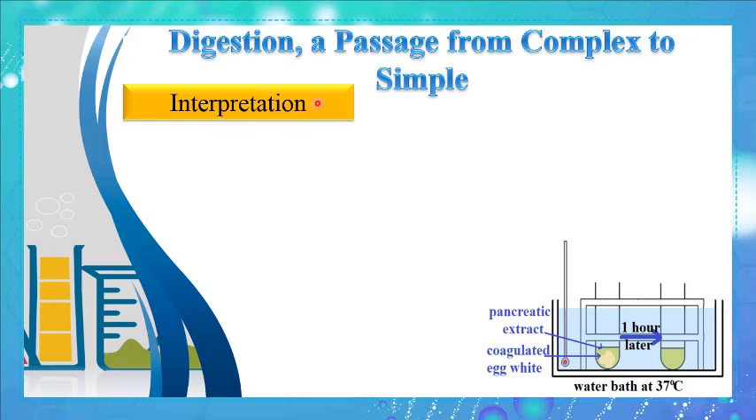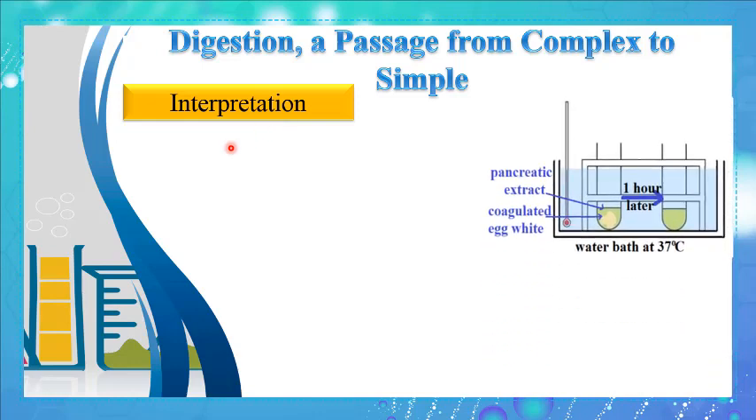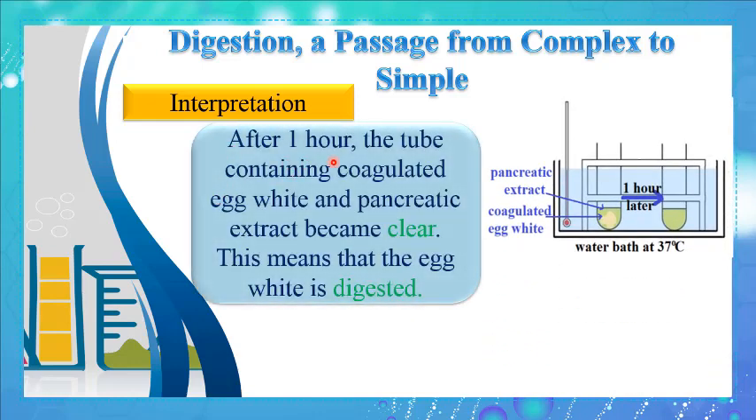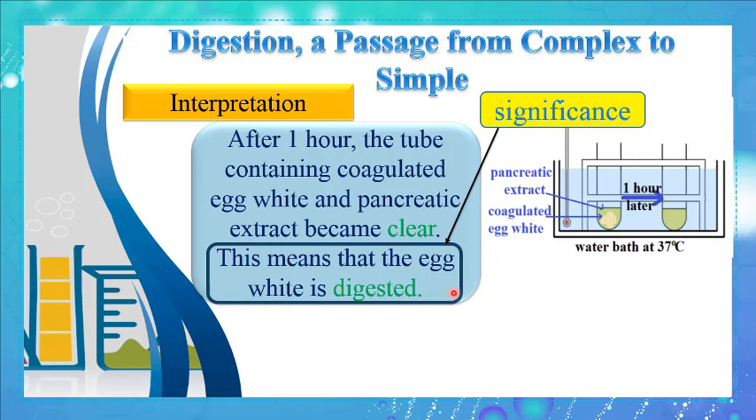Remember, when you are asked to interpret, you must analyze plus give a significance. After 1 hour, the tube containing coagulated egg white and pancreatic extract became clear. This means that the egg white is digested. This statement represents the significance. What do you conclude from this interpretation? The egg white is digested.